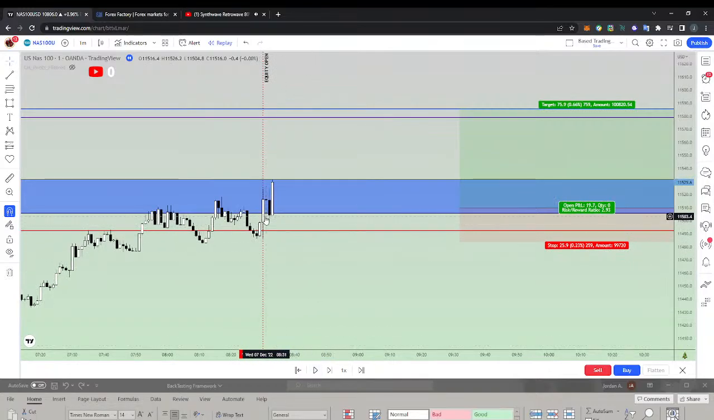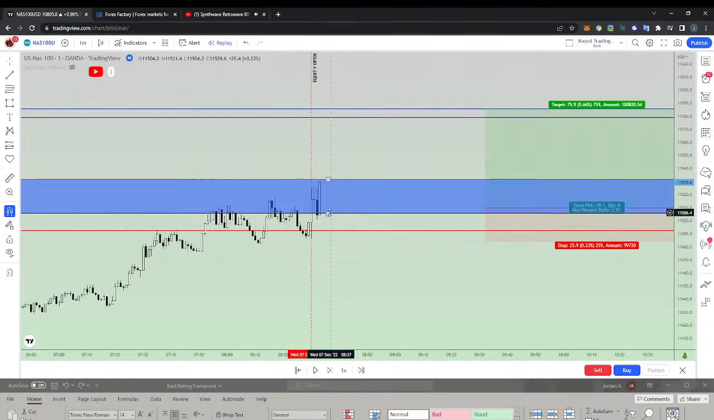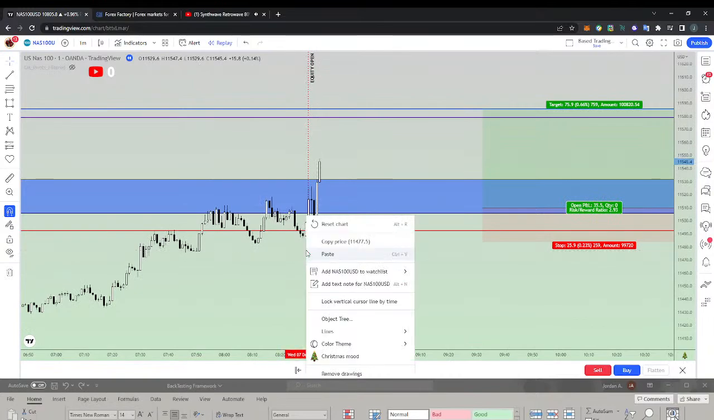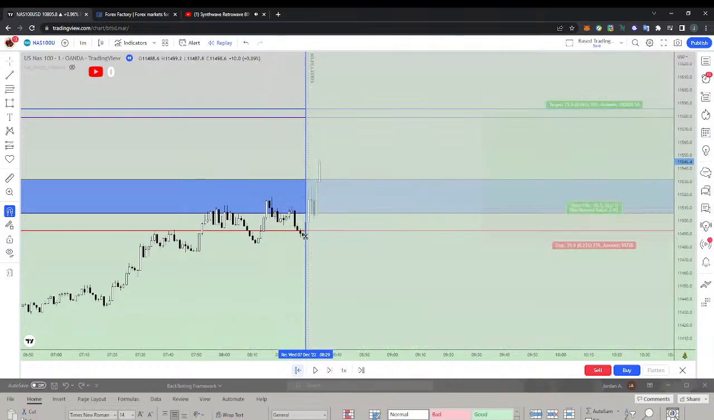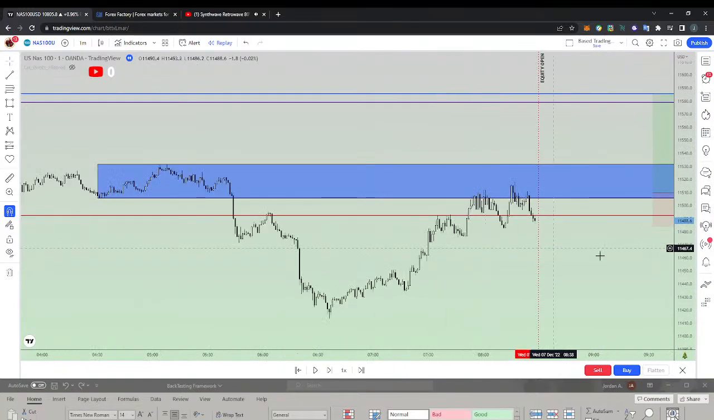So as you can see, there was a fair value gap entry here. And since that was the case, we can go ahead and mark this in our journal. Actually, what I'm going to do first, what I've forgotten to do here, is, excuse me, let's take our before screenshot.